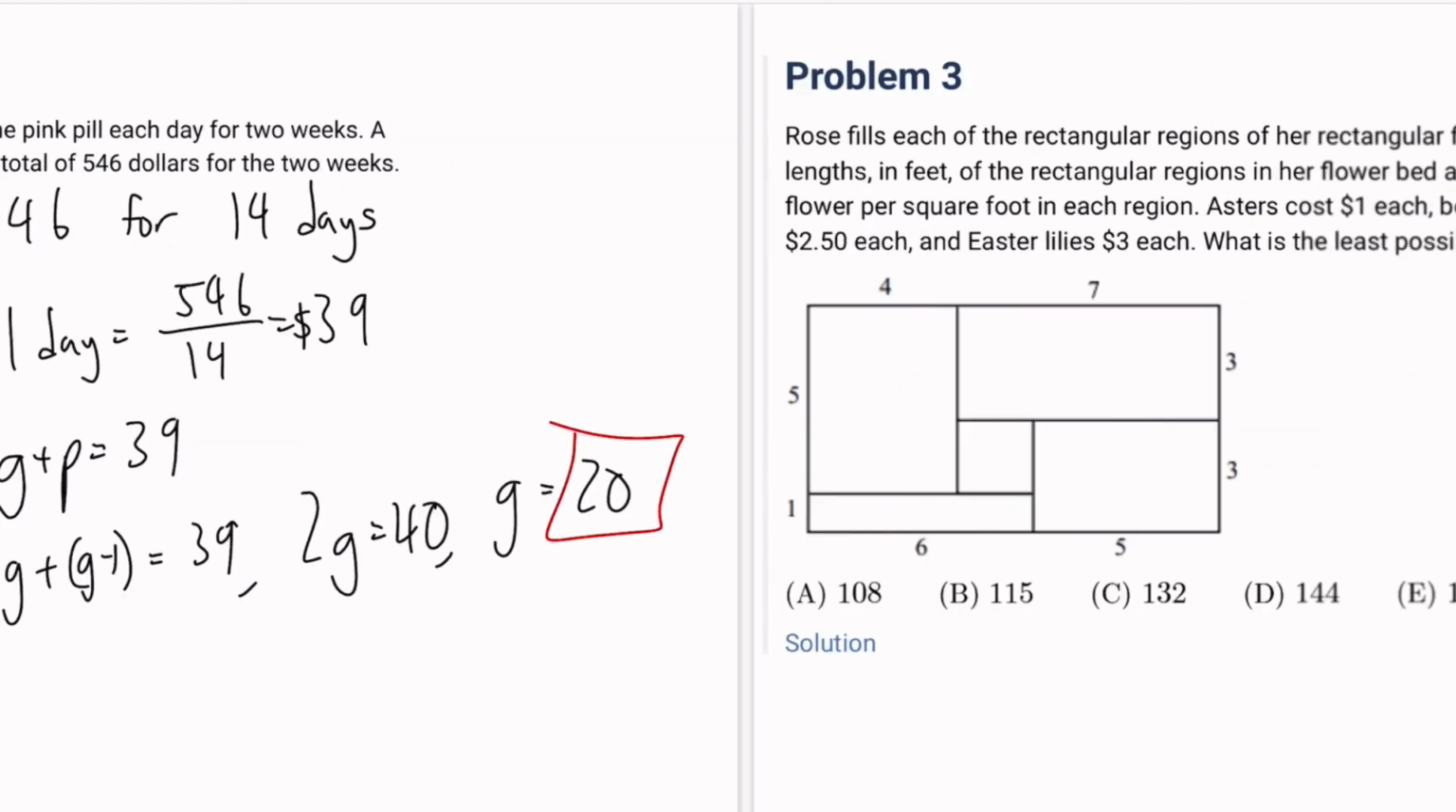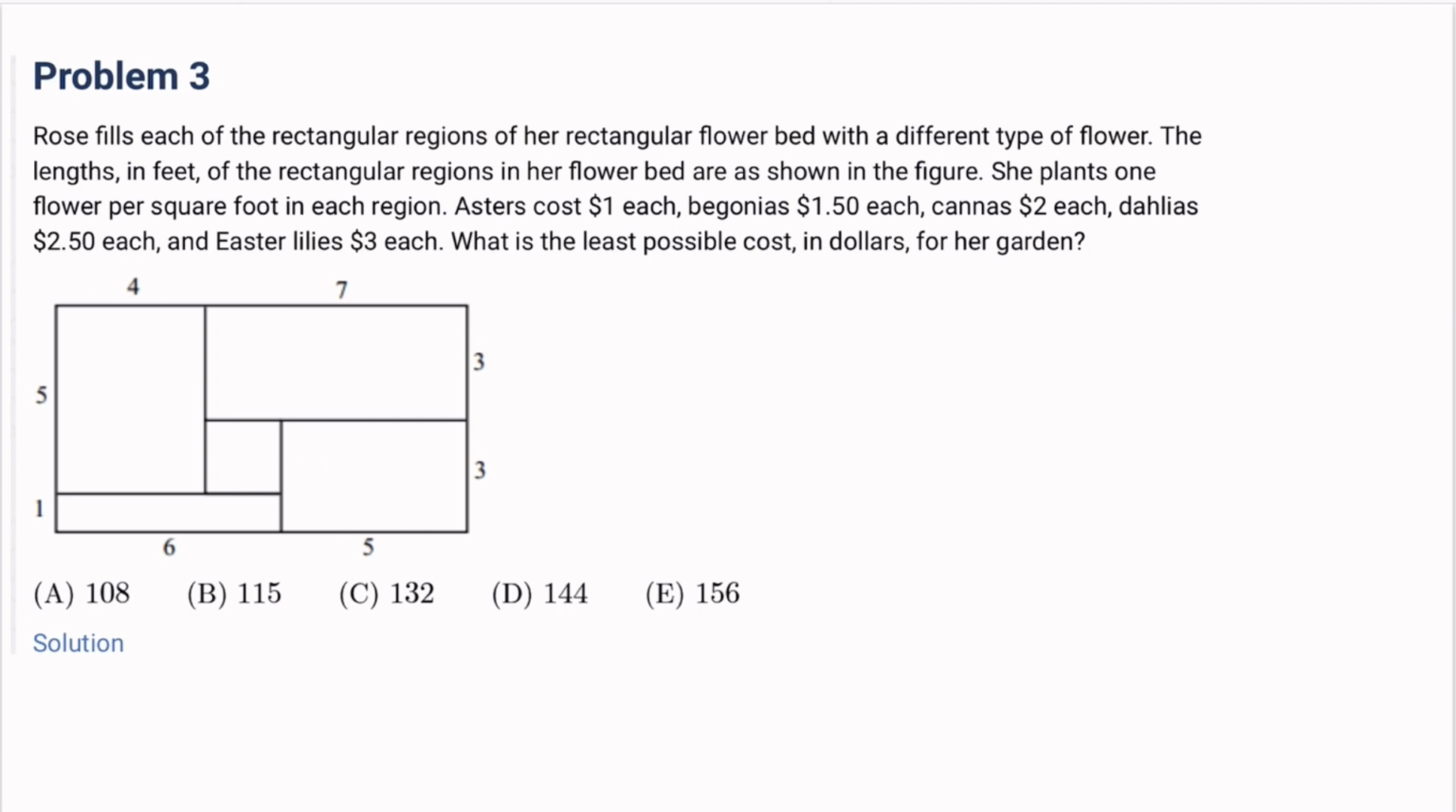It's D. Number 3. Rose fills each of the rectangular regions of her rectangular flower bed with a different type of flower. The lengths in feet of the rectangular regions in her flower bed are shown in the figure. She plants 1 flower per square foot in each region. Asters cost $1 each, begonias $1.50 each, cannas $2 each, dahlias $2.50 each, and eastern lilies $3 each. What is the least possible cost in dollars for her garden? For the least possible cost, we need to plant the cheapest plant in the plot with the largest area, so let's solve for the areas.